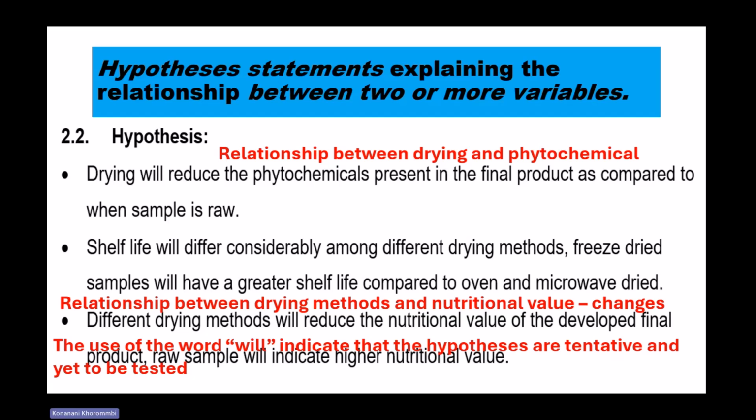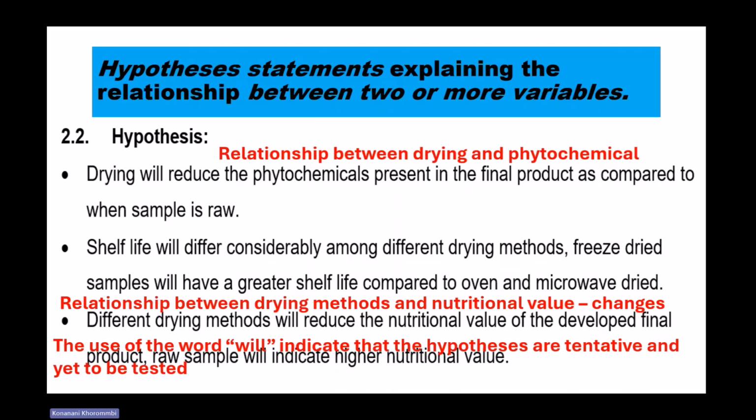Now she wants to do this by deep freezing and also by oven drying. So the relationship is there between the nutrients and the drying methods. So the drying method in this case is an independent variable, and the dependent variables are the nutrients.